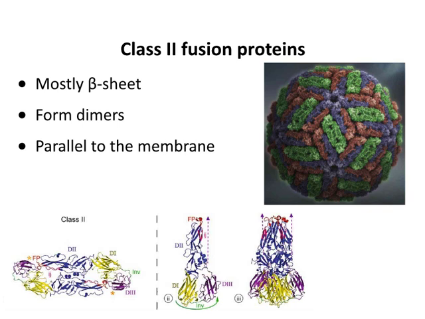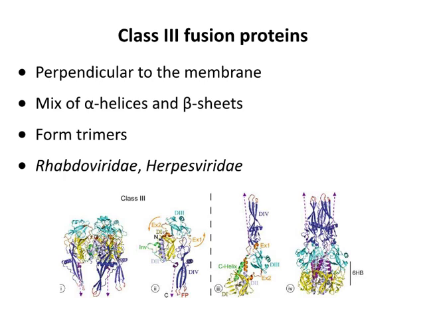And finally, we have a class 3 fusion protein. These are also perpendicular, a mixture of alpha helices and beta sheets. These are trimers found in rhabdoviruses and herpes viruses.